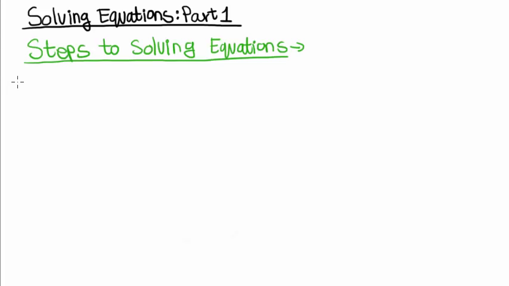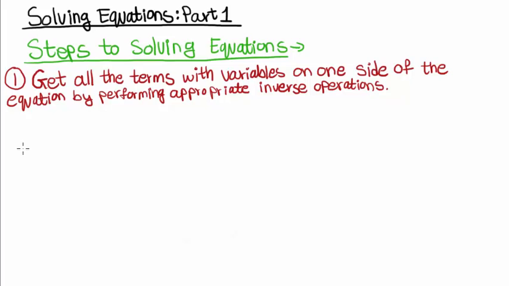So the first step in solving an equation, and remember that once you get really comfortable with solving equations, you can actually reorder these steps to best fit your abilities. But the way I remember it is the first thing that I do is that I get all the variable terms on one side of the equation by performing appropriate inverse operations. The second step is that you get all the non-variable terms, or basically all the numerical terms, on the other side of the equation by performing appropriate inverse operations.